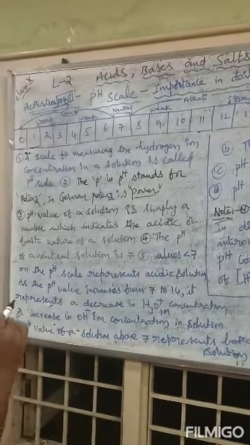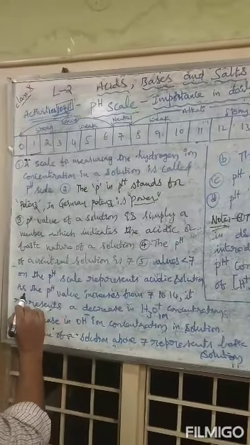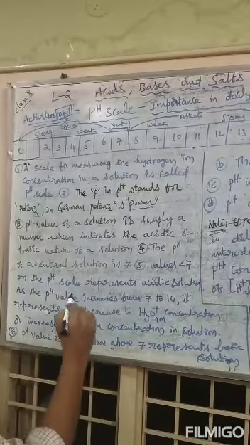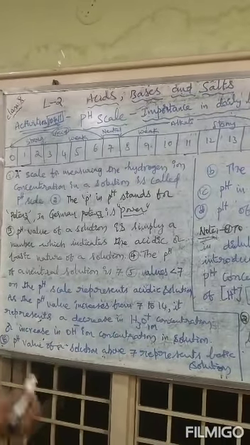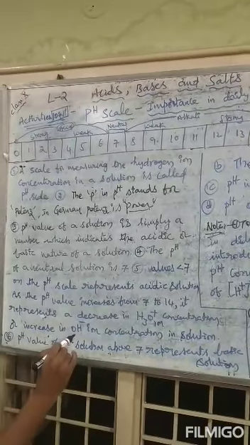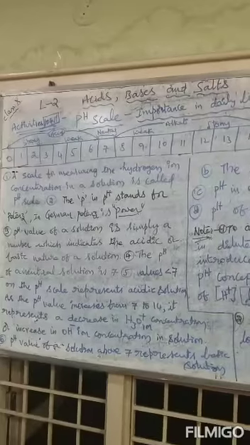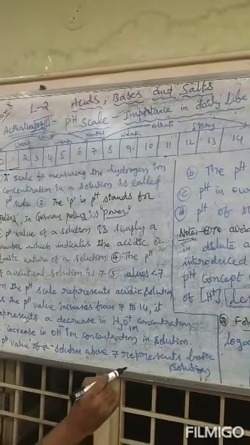The values less than 7 on the pH scale represent an acidic solution. As the pH value increases from 7 to 14, it represents a decrease in the hydronium ion concentration or an increase in the hydroxyl ion, OH minus, concentration in a solution. A pH value of a solution above 7 represents a basic solution.